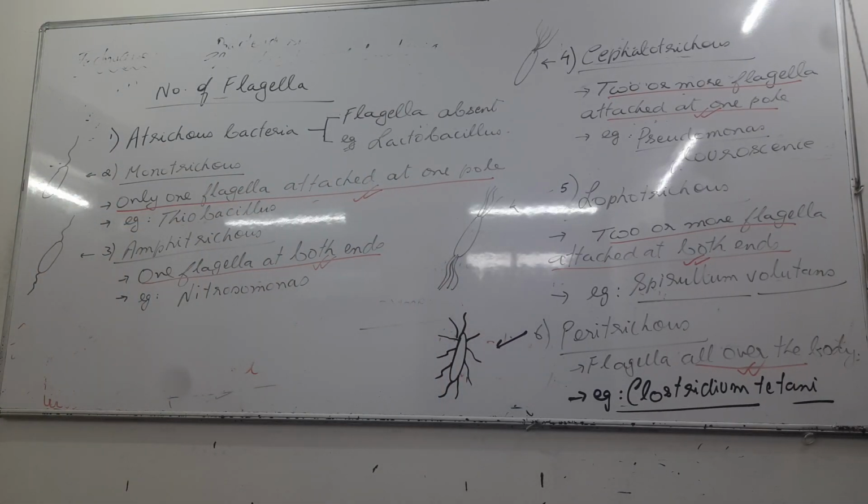So the classification part, the maximum asked questions are obviously from this part, right? Number of flagella. Here too examples are not important. What is important? The terms, the diagrams, and obviously the words and sentences that we have written. For example, Clostridium tetani causes tetanus.